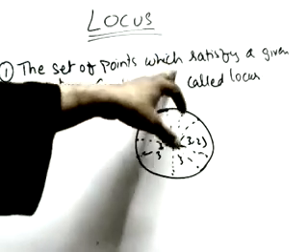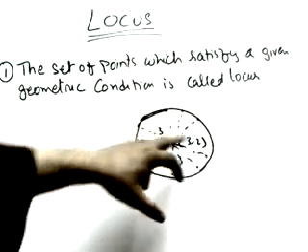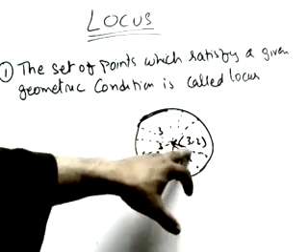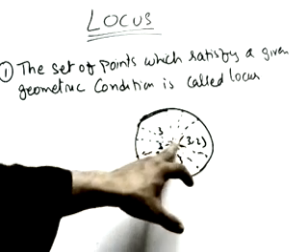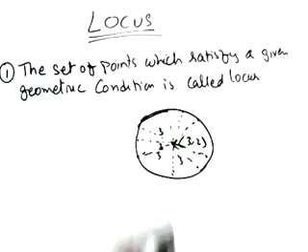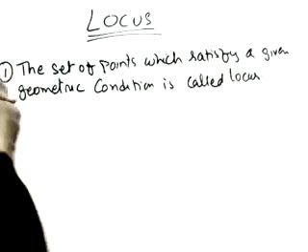So the locus is the set of points which satisfy a given geometric condition. What is the geometric condition? The points are moving such that they are at a constant distance of 3 units from the point (3, 2). In short, just remember that in locus we always consider a moving point.